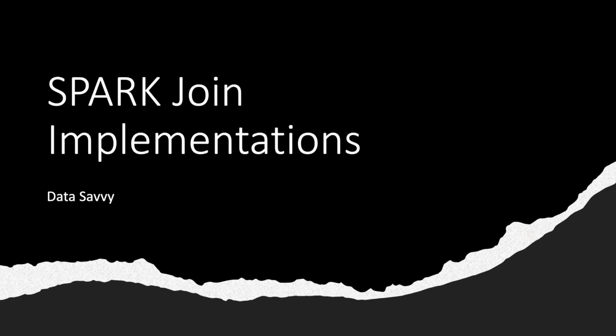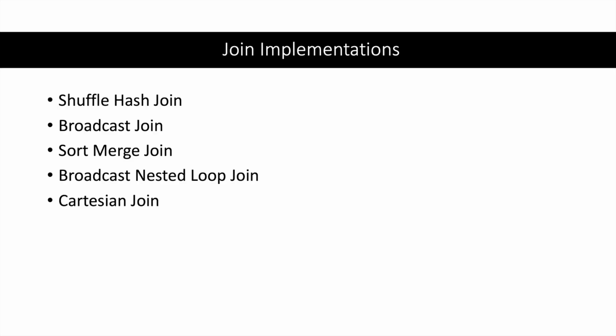Hi there. When you write a join statement, it can be implemented internally by Spark in many ways. These are some of the ways your join statement runs internally in Spark. Spark could be using shuffle hash join strategy, broadcast join strategy, sort merge join strategy, broadcast nested loop join strategy, or a Cartesian join.